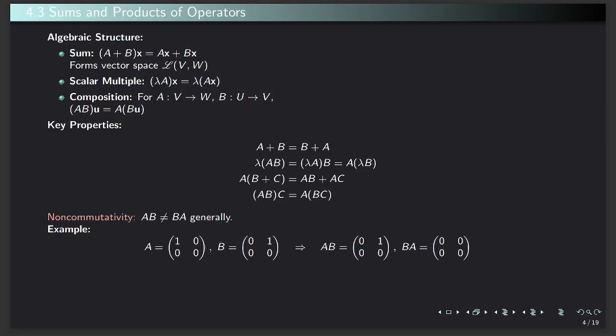So the set of all linear operators between two spaces forms a vector space in its own right. We can define the sum of two operators, A and B, as the operator that produces the sum of their individual outputs, and then we can scale the operator by a scalar lambda. Most importantly, we can define the product or composition of two operators. The product A through B, or AB, represents the sequential application of operator B followed by operator A.